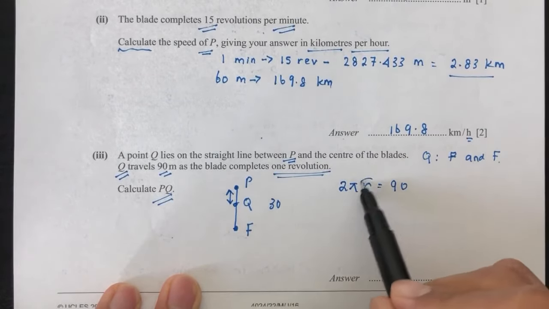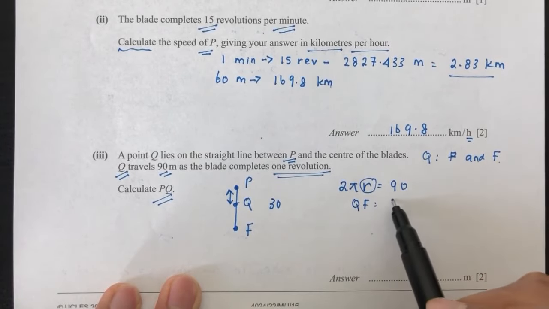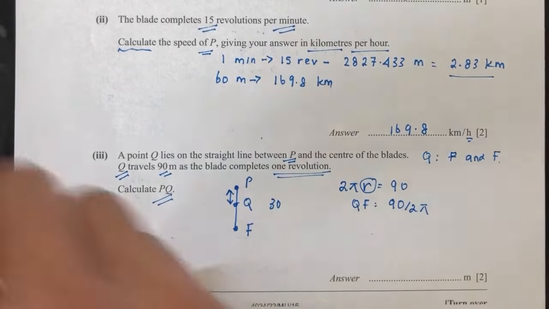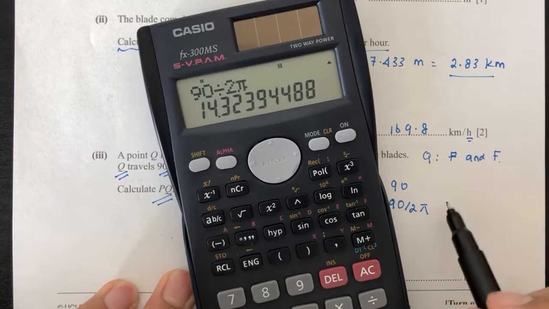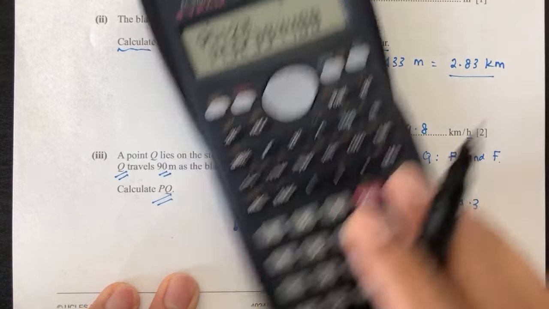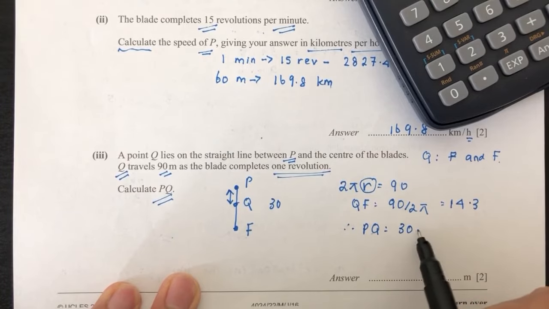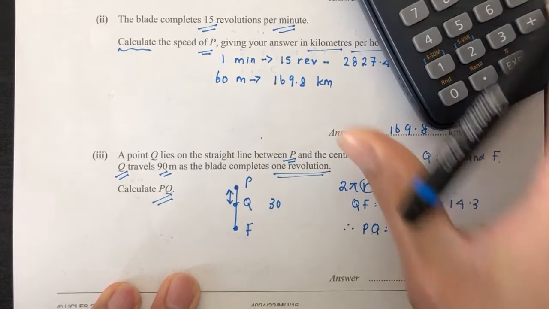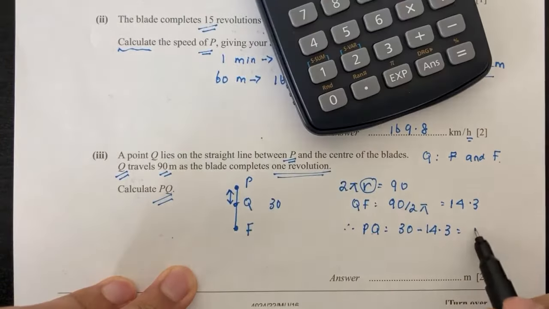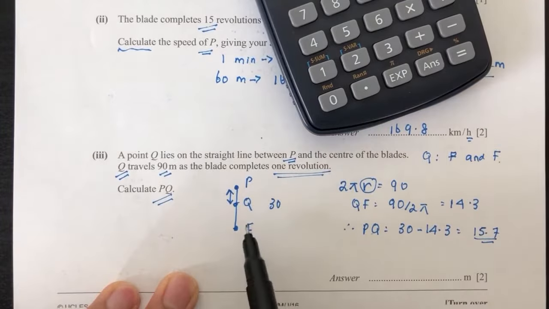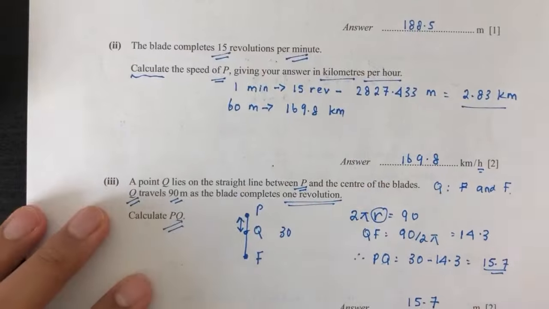So let's find the value of r. What is r? r is QF. So QF is 90 divided by 2 pi, which should give me 14.3. So by subtraction, PQ will be 30 minus 14.3, that will be 15.7. So the value of PQ will be 15.7 meters. Okay, and that is question number 9.